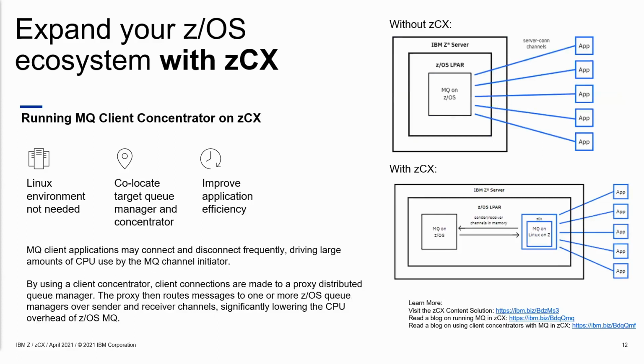We also have something called the MQ concentrator. So let's just talk about the MQ concentrator for just a little bit, and what the benefits of running this MQ client concentrator in zOS Container Extensions. So the MQ client applications may connect and disconnect from MQ on zOS on a regular basis. And this has the potential of driving large amounts of CPU usage by the MQ channel initiator.